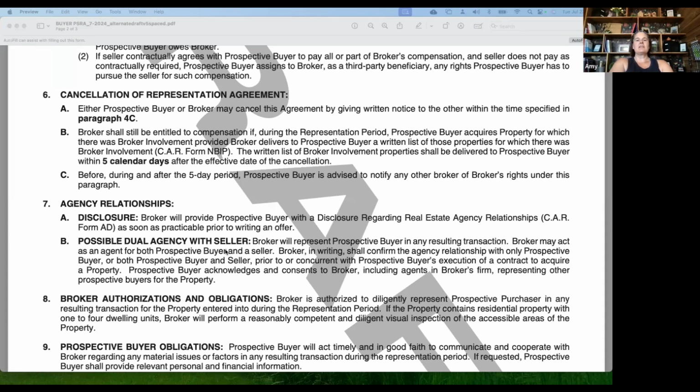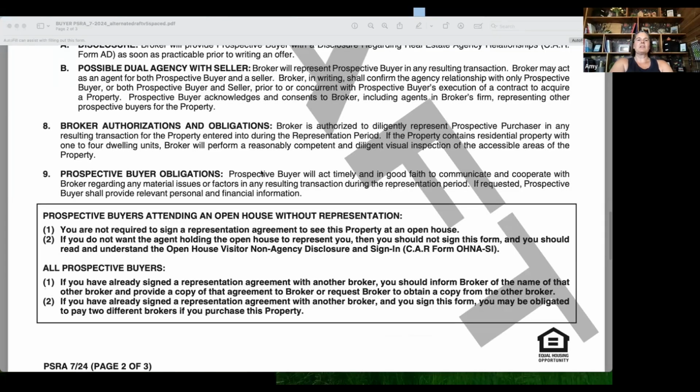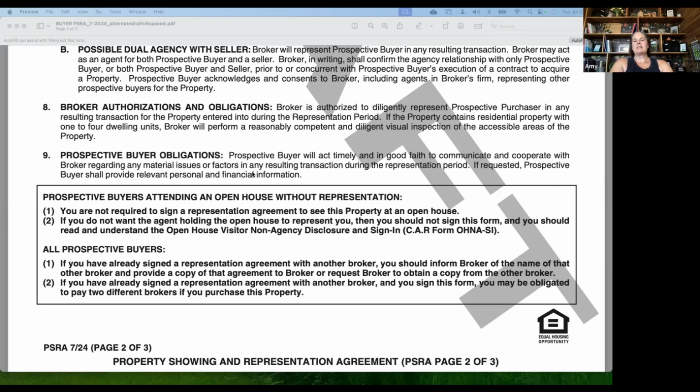Agency relationships, just talking about how we can represent the buyer. Broker authorizations and obligations, that we're going to diligently represent prospective purchaser in any resulting transaction for any property entered into during the representation period. Okay, and that we're going to do our avid visual inspection. Prospective buyer obligations, that they're going to act timely and in good faith to communicate and cooperate with the broker regarding any material issues or factors in any resulting transaction during the representation period. If requested, prospective buyer shall provide relevant personal and financial information. We'll talk about that form. I think it's coming up in the next hour.